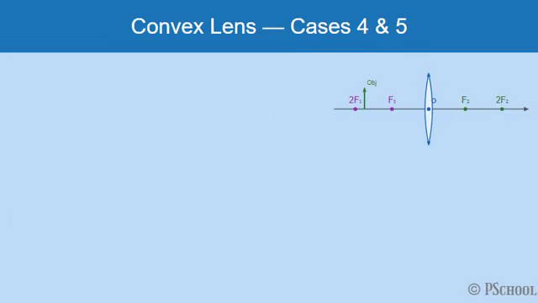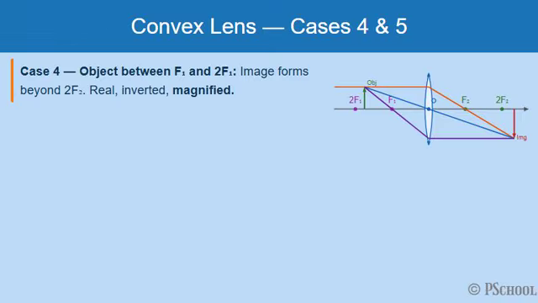Case 4, object between f1 and 2f1. Ray 1 travels parallel to the axis and refracts through f2. Ray 2 goes through O in a straight line. Ray 3 is directed toward f1 and emerges parallel to the axis after refraction. All three rays converge well beyond 2f2. The image is real, inverted, and magnified, larger than the object.